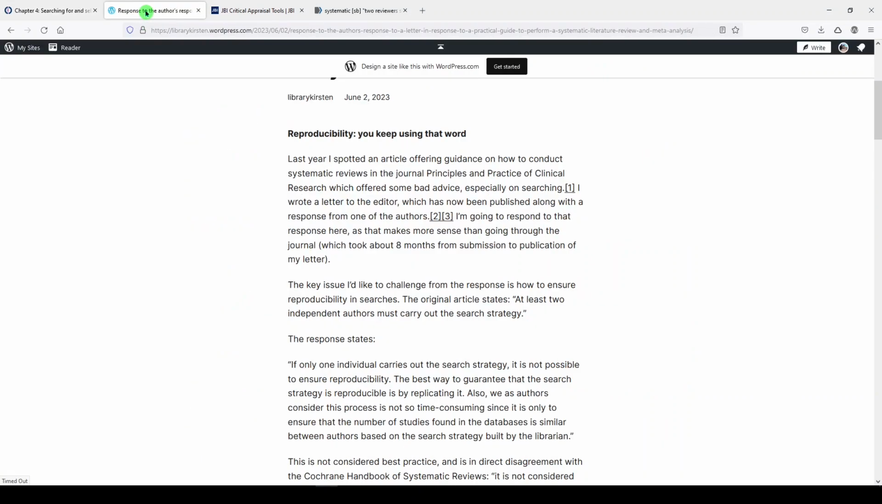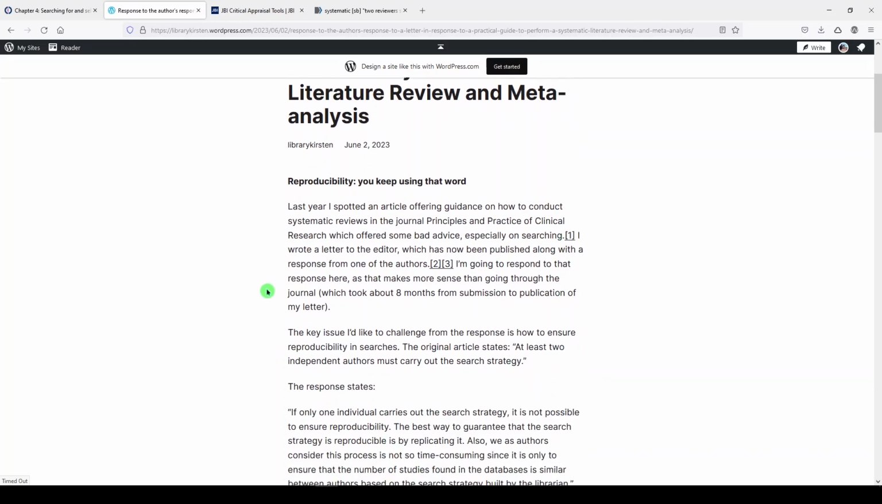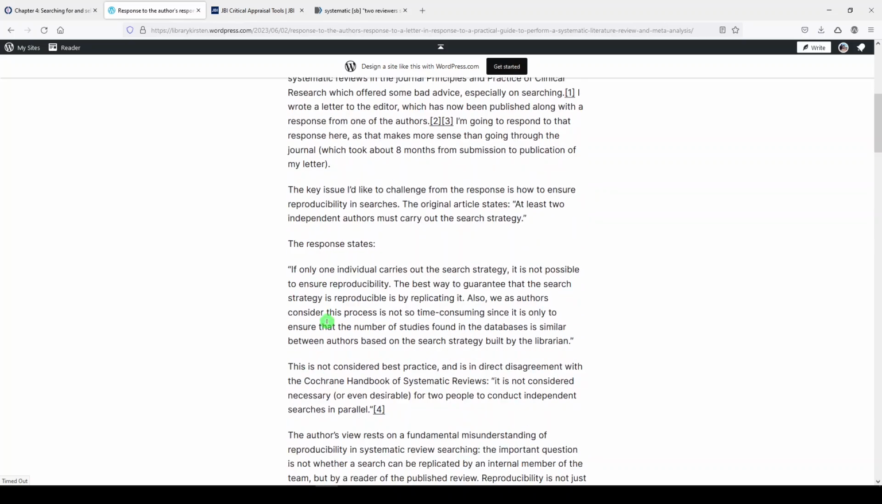And also, I wanted to point out this really great letter to the editor from Library Kirsten. She's on Twitter. This was in June of this year, 2023, and she was responding to an article that was offering guidance on how to conduct systematic reviews, and the people who wrote this article just had not read any of the guidance. It was very clear. She made an excellent point about one individual carrying out the search strategy and gave some citations from the Cochrane Handbook, which we just looked at.